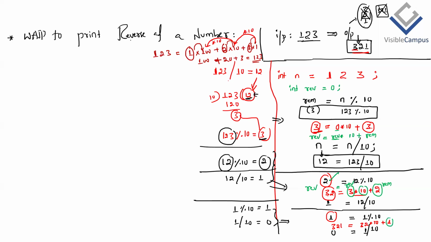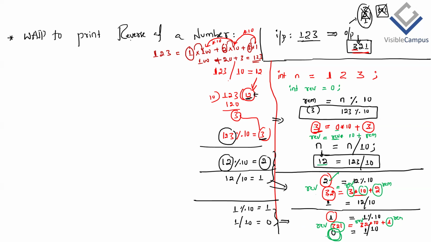Then here a remainder once again. Then here 10 as it is. Then this 32 is the previous rev. Then here store back to rev. Then once the number becomes 0, do we need to continue the process? No. Once the number is 123, yes, continue. Once the number is 12, continue. Once the number is 1, continue. Once the number becomes 0, do we need to continue? No, that process is over.